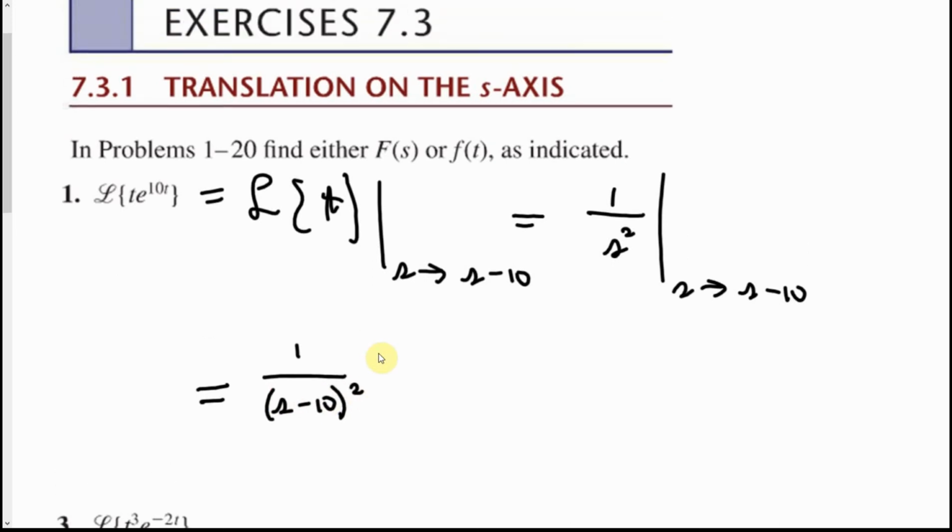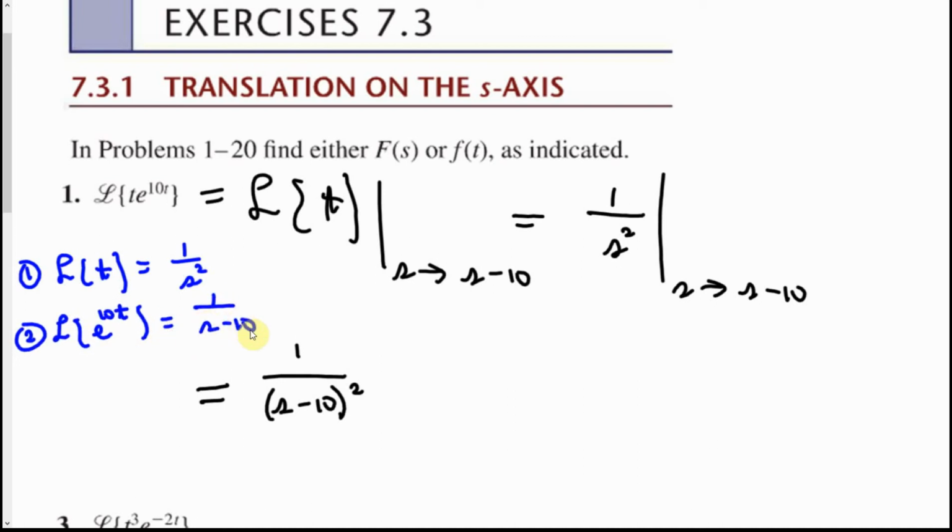So you see there's a couple of things going on, right? You see the Laplace transform of t, which is 1 over s squared, and then you also see the Laplace transform of e to the 10t, which is 1 over s minus 10. Now, this answer here is the composition of these two functions. So that's what's happening there.